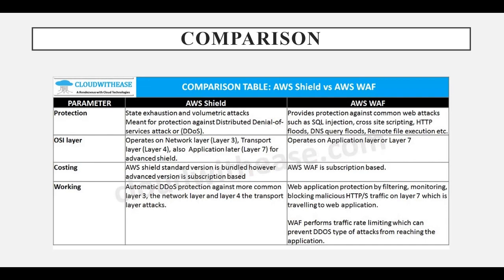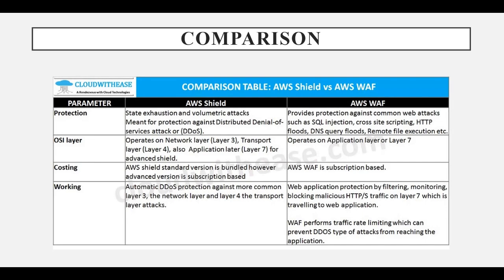The next is working. WAF protects web applications by filtering, monitoring, and blocking malicious HTTPS traffic on layer 7, which is traveling to the web application. It protects by filtering and monitoring malicious threats or attacks, and it also performs traffic rate limiting, which can prevent DDoS types of attack from reaching the application.